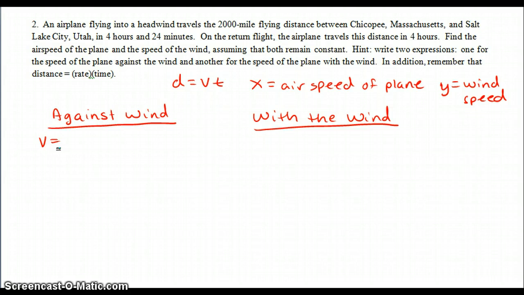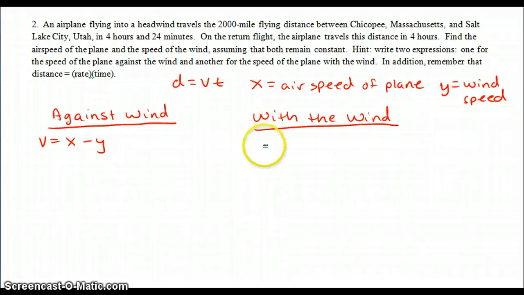So here, if you're going against the wind, you've got x, which is the airspeed of the plane, but then the wind is going against you, so it's pushing against x. It's directly against the speed that's going forward. So this would have to be x minus y, because y is going to be going against x. And that's going to be your velocity against the wind.